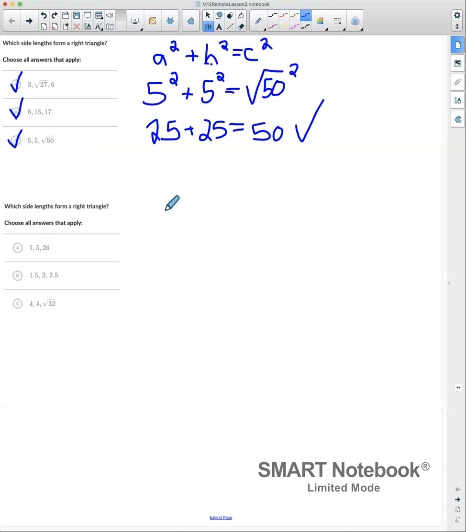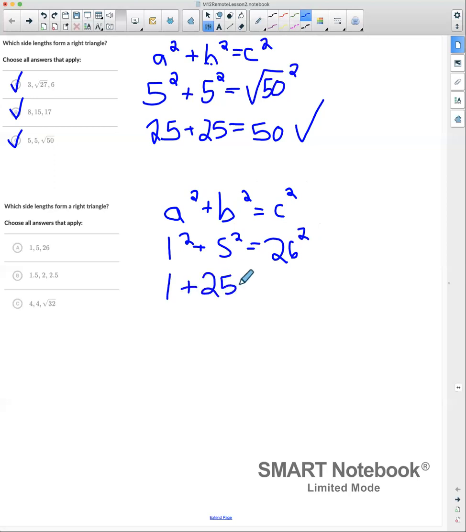The second one. Okay, so same type of question. You have to write down the formula first. We always write down the formula first. All right, then the first one, 1 squared plus 5 squared is equal to 26 squared. So I have 1 plus 25, which is going to be equal to some large number. 26 squared is 676. So I know that this is not true, therefore it will not be a right triangle.